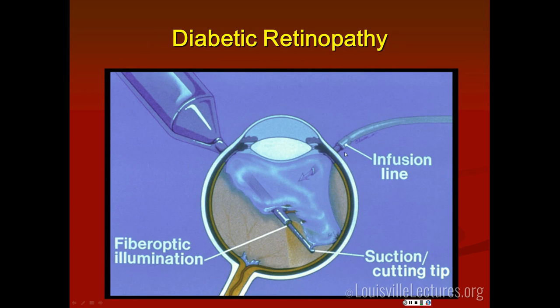Basically, we have these ports. They're like anywhere from 20 to 25 gauge needles. And there's typically 3 of them. There's an infusion port. This is only showing 2 because it's showing the vitrector, which is here, along with a fiber optic illumination. But typically we'll have the fiber optic separate. And that's how we'll do a vitrectomy, where we just take all of the vitreous out.